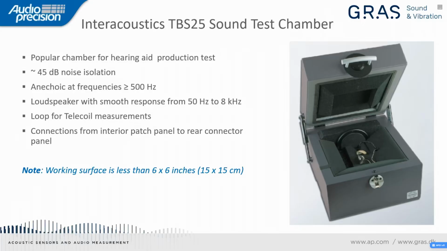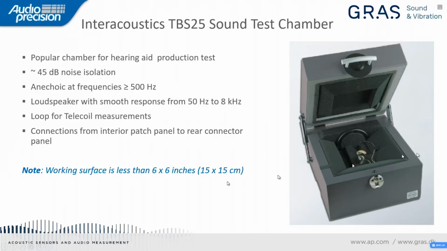It also has a built-in loop for telecoil measurements, and there's a convenient patch panel in the front of the box. You can't see it in the picture here, but you can make connections to the patch panel inside the box, and there's a corresponding patch panel on the back of the box through which you can route connections to the microphone, for example, and the battery supply and so on. I've made a note here that the working surface area of this box is quite small. It's less than 6 by 6 inches or 15 by 15 centimeters. And that means you can't fit a lot in here. But luckily, hearing aids are quite small, so they do fit.